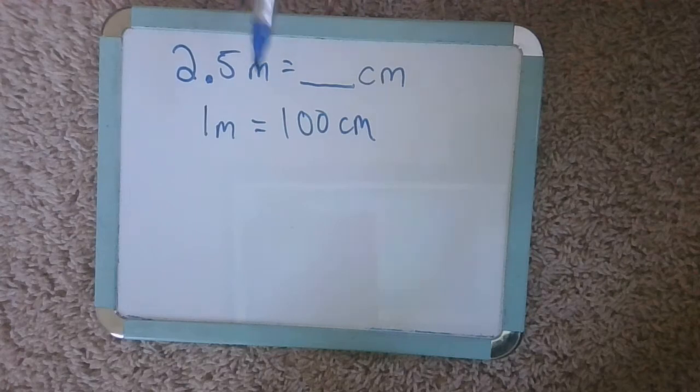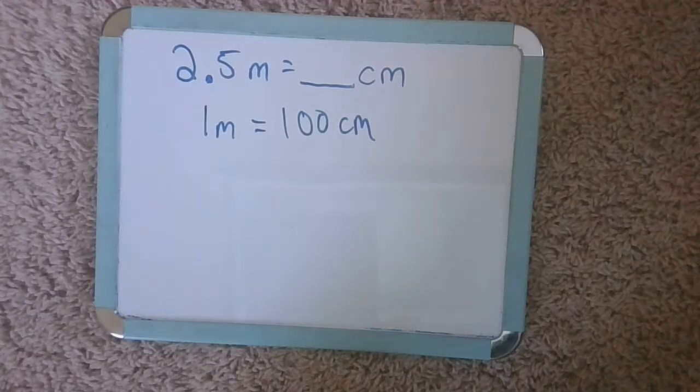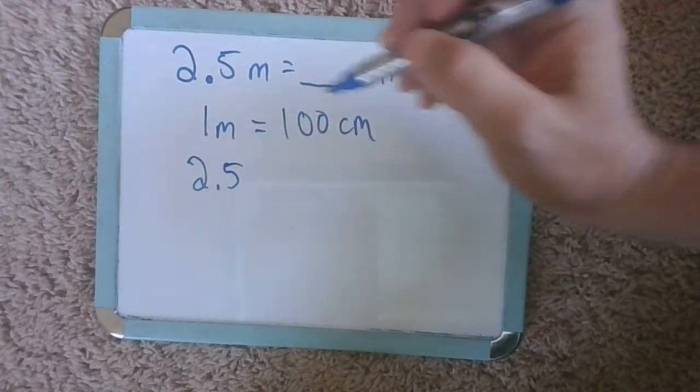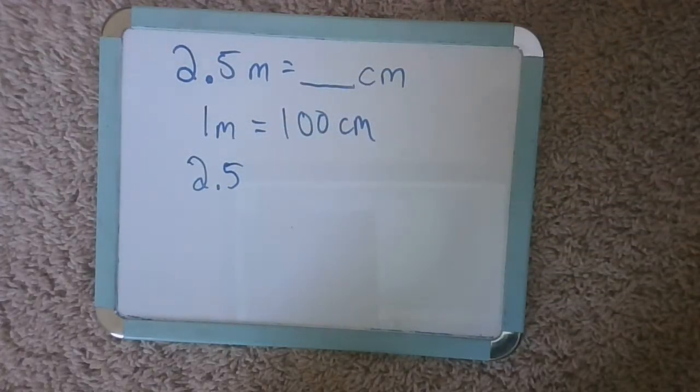So I know offhand that 1 meter is equal to 100 centimeters. Now, if you notice, I've always been writing it in the same way so that I can just do the easy conversion. So to get from here to here, I'm multiplying by 100. Same thing that I'm going to do with the 2 and 5 tenths. So I've got 2 and 5 tenths, and I'm multiplying it by 100.